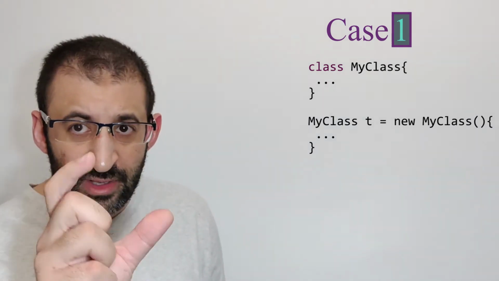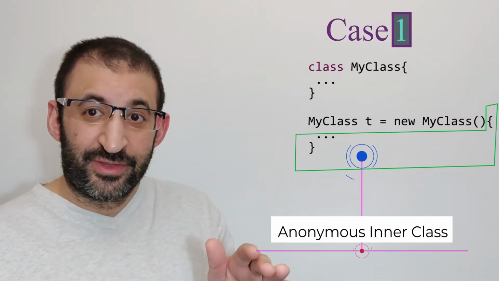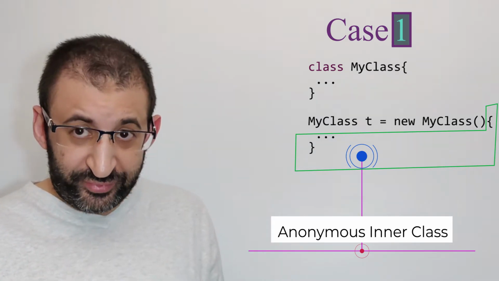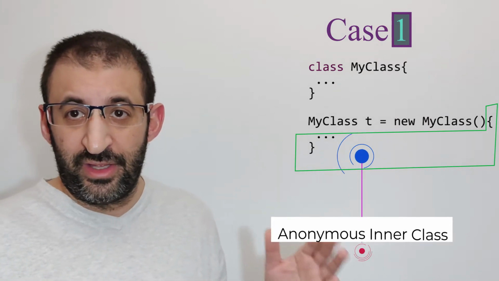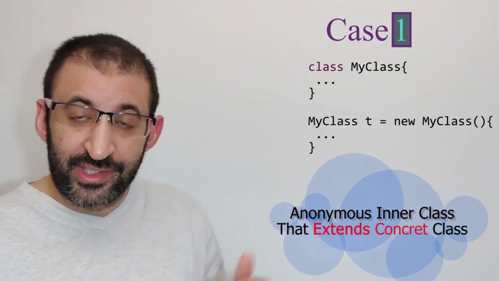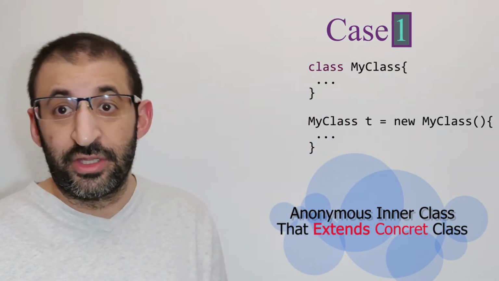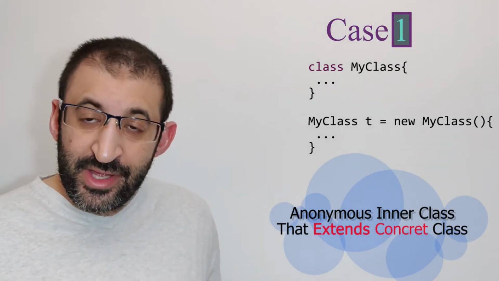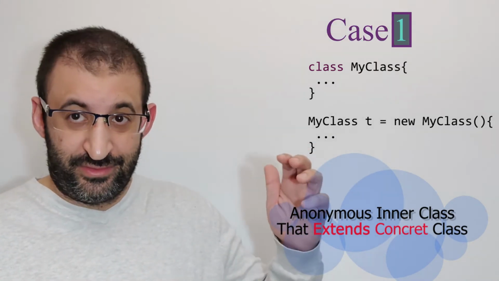And here I open curly braces and close curly braces, and between them there is some statement or method. Here I have an anonymous inner class. What that means is I have created an anonymous inner class that extends a concrete class, here my class. Yes, we can do it, of course. So I repeat: when I create an instance for my class, I create an anonymous inner class that extends a concrete class.